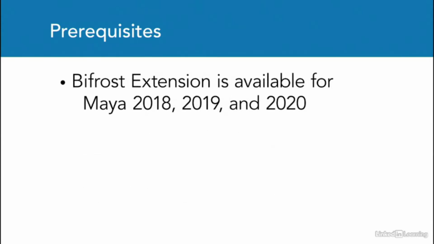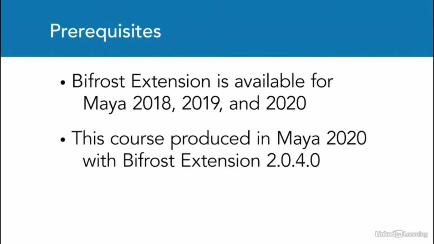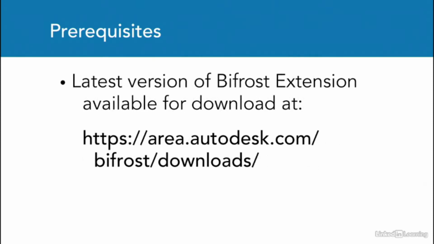The Bifrost extension is available for Maya 2018, 2019, and 2020. This course is produced in Maya 2020, and the exercise files are saved in that format. But as long as you have Bifrost 2.0.4.0 or later installed, you should be able to open the exercise files in any of those Maya versions. To get the latest version of the Bifrost extension, go to the Autodesk Area website. The current web address of the download page is area.autodesk.com/bifrost/downloads. Those are the prerequisites for this course.